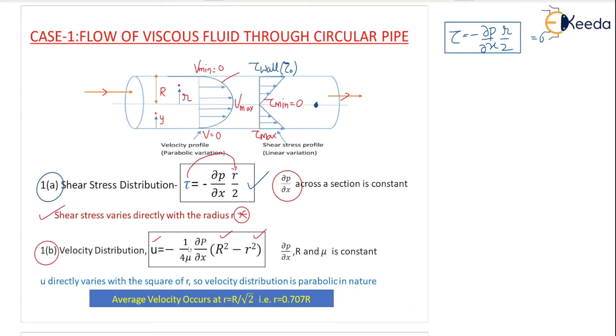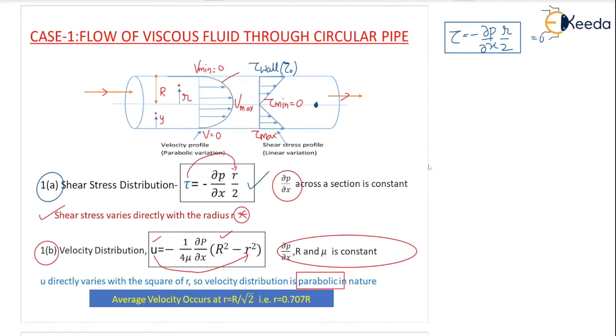So u is equal to minus of 1 by 4 mu dou p by dou x into R square minus r square. In this particular equation, dou p by dou x, R and mu are constant, correct? So I can say definitely your u directly varies with the square of r. So velocity distribution is parabolic in nature. So we got the reason why the velocity distribution is parabolic. This is because of the equation only.